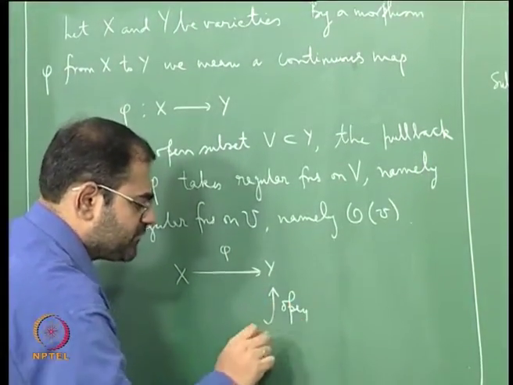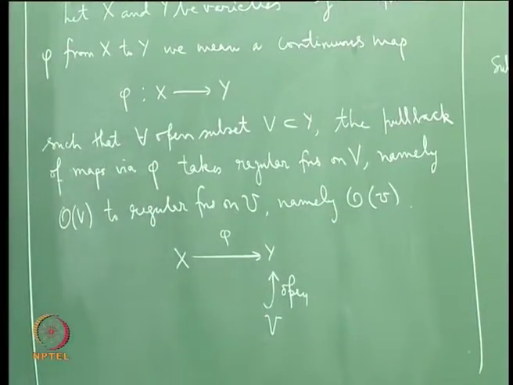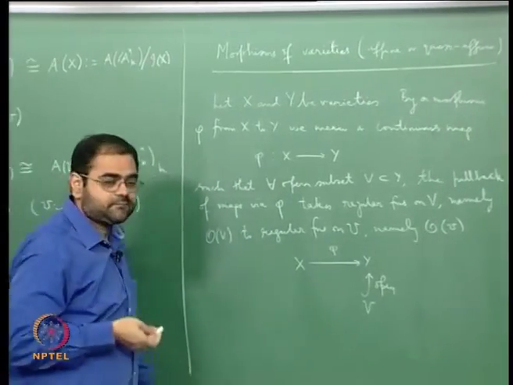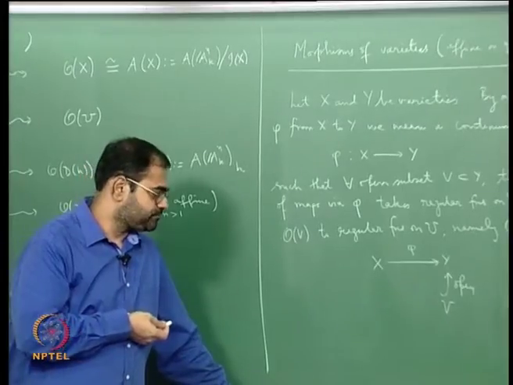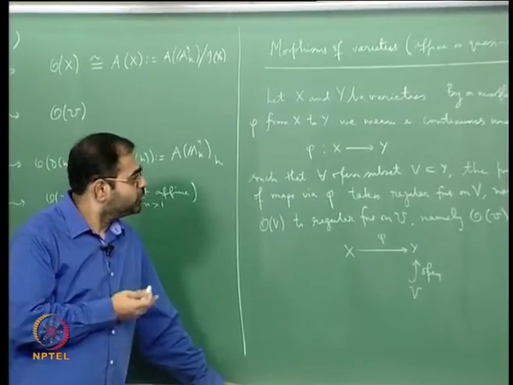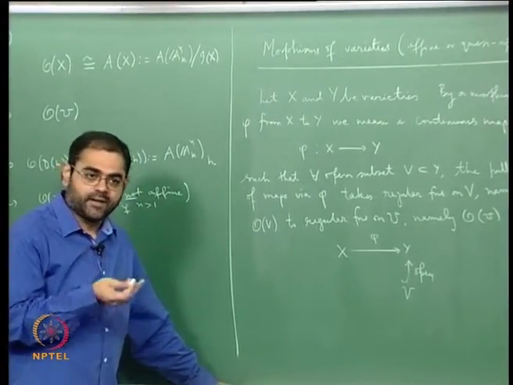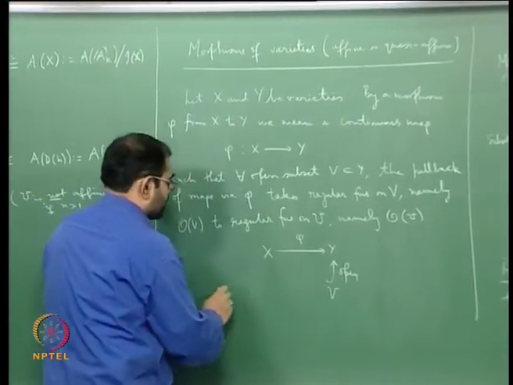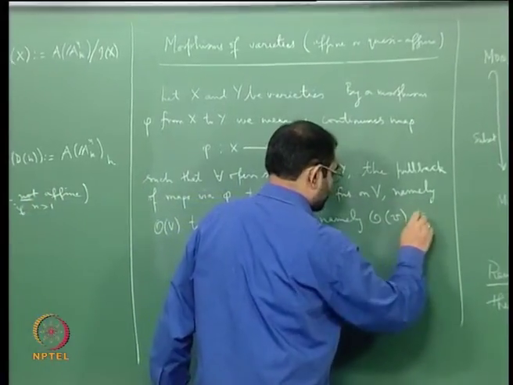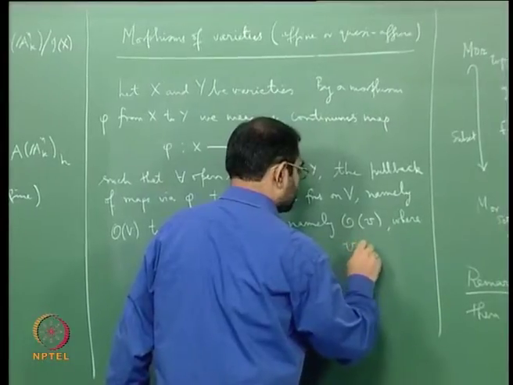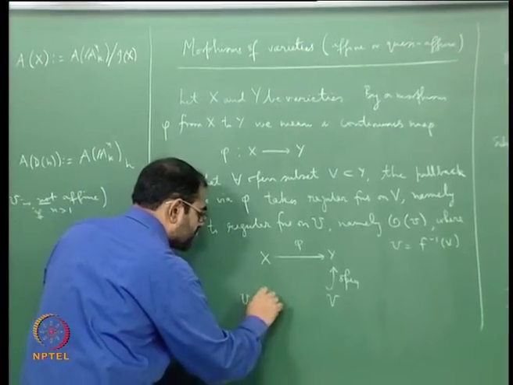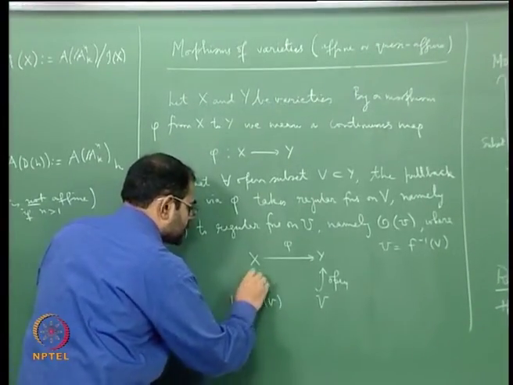open subset U and open subset V. Of course, whenever I say open subset, it's non-empty, and in all these situations we are not going to look at the case when the open subsets are empty, because we don't want to define regular functions on an empty open set. Of course I should tell you that U is actually phi inverse V. So here is V and here is U, which is phi inverse V, and this is also open.